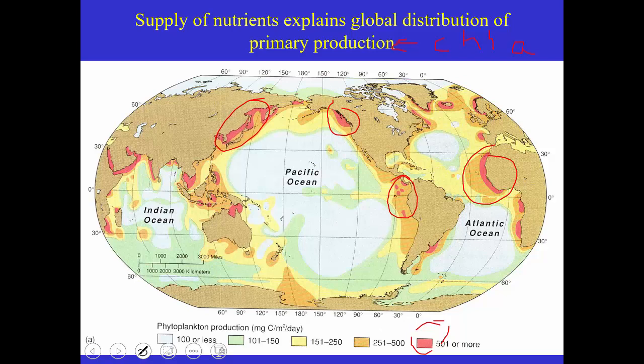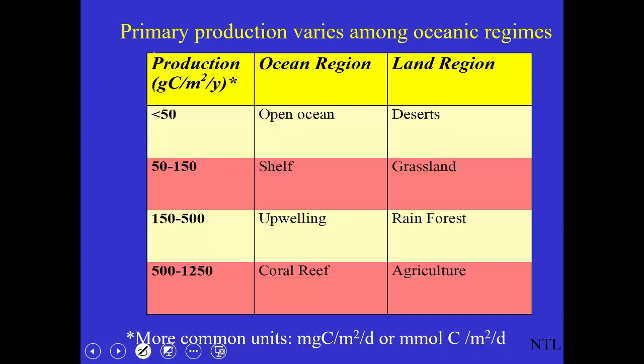But anyway, for today, what's important to know is that the supply of nutrients explains the distribution of primary production, where phytoplankton are most abundant. So the open ocean is basically depauperate of phytoplankton, not much there, and much lower rates of primary production, and that would be equivalent to a desert. And then we have upwellings, which I just mentioned, which have high rates of primary production, more equivalent to rainforest.